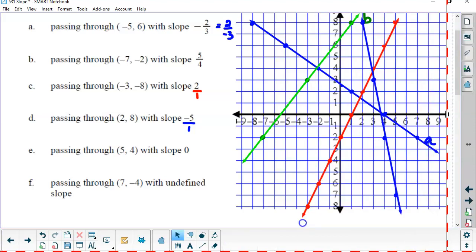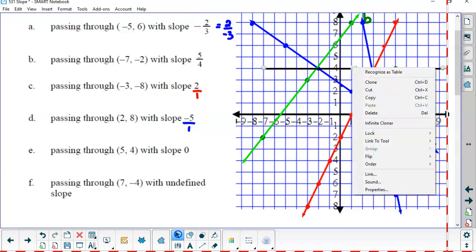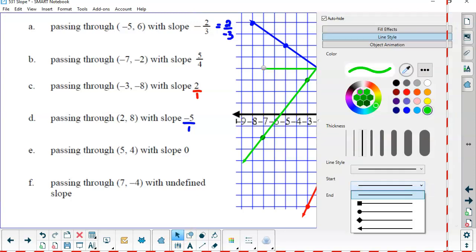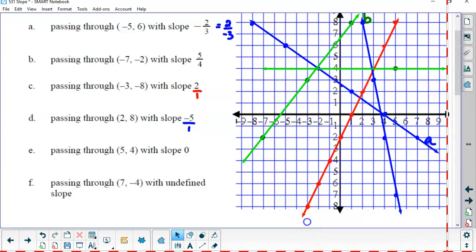Then next one, 5, 4. Slope of 0 is a horizontal line. So you don't have to draw any more points. You know it's a horizontal line. And you can just graph that line for when y is 4 there. So I don't really need to draw any more points. I'm just going to graph on that line. Okay, that is E.